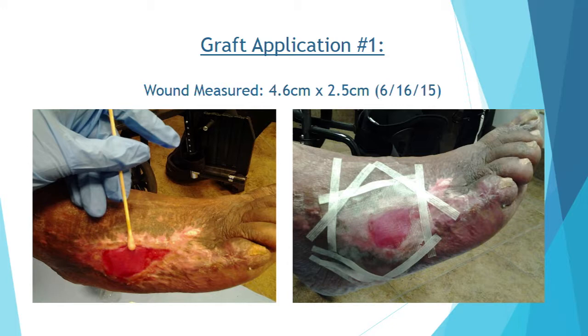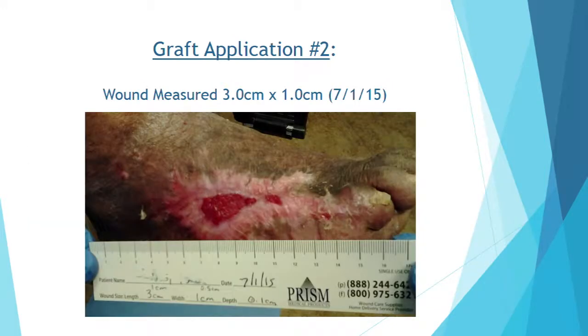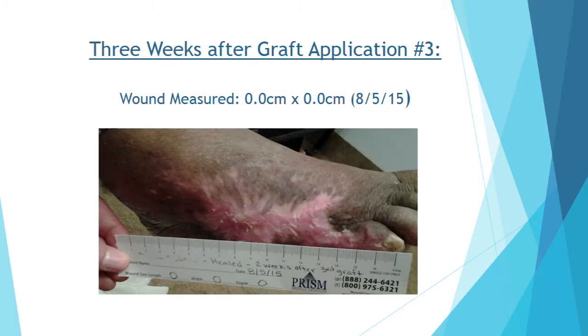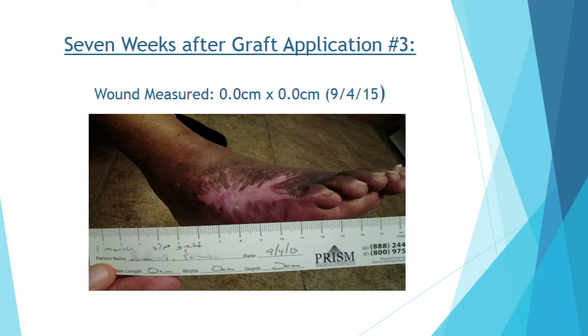This is what the wound looked like 2 weeks later, after that graft. Now measuring 3 centimeters by 1 centimeter. Well, this is working. We're going to put another graft on him. This is what the wound looks like 2 weeks after the second graft. Measuring 2 by 1, 50% reduction in size. 3 weeks after the third graft application, the patient closed up. 7 weeks after the graft application, the patient is still closed.